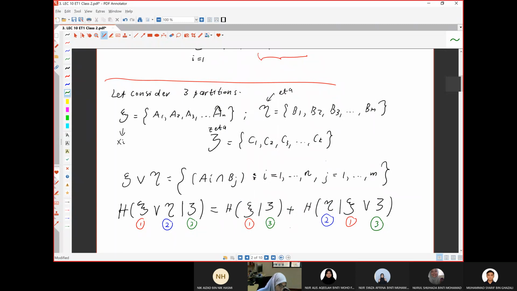Okay, so that means for this case, for this formula of entropy, you have psi, the first join with the second, given the third one. So that means this is equal to the entropy of the first given the third, plus the entropy of the second given the first join with the third one.